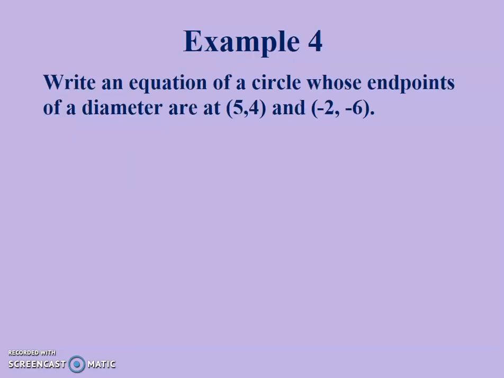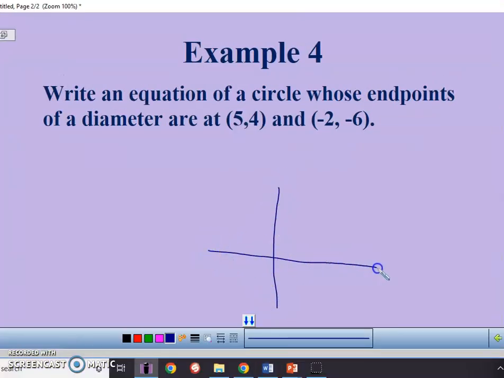For example 4, it says to write an equation of a circle whose endpoints of a diameter are 5, 4, and -2, -6. That means on your circle, when you're graphing it, 5, 4, which is here, and -2, -6, which is here. This is the diameter of the circle. So you need two things to write the equation of a circle. You need the center, and you need the radius. To find the center, you have a line segment, so you want to find the middle. Just like your warm-up that I gave you earlier today, you will use the midpoint formula to find the middle of this line segment. This is going to give you your center.